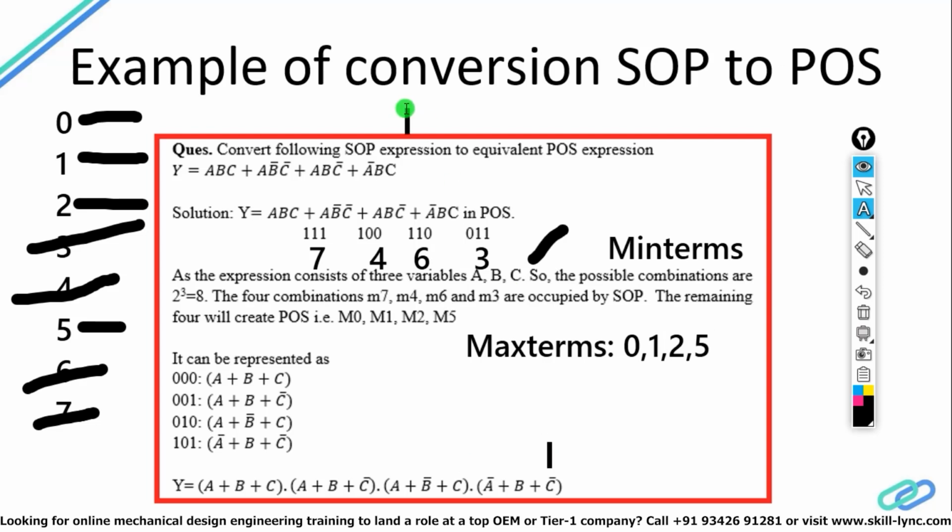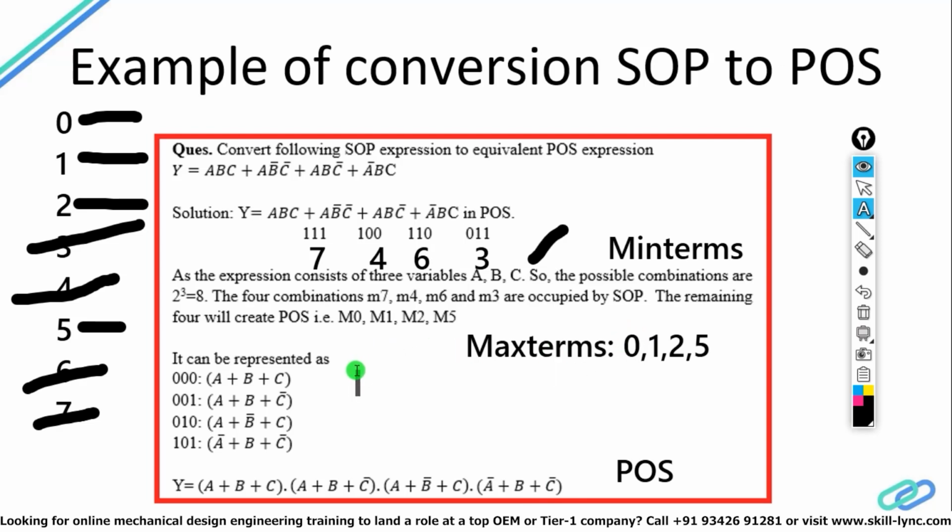Because we have to convert SOP to POS, we require the remaining terms that we have identified, that is 0, 1, 2, 5. And these remaining terms are also known as max terms. Now using these max terms, we have to write a POS form. POS is product of sum, which means we have to write the sum terms and then take a product between all the sum terms.